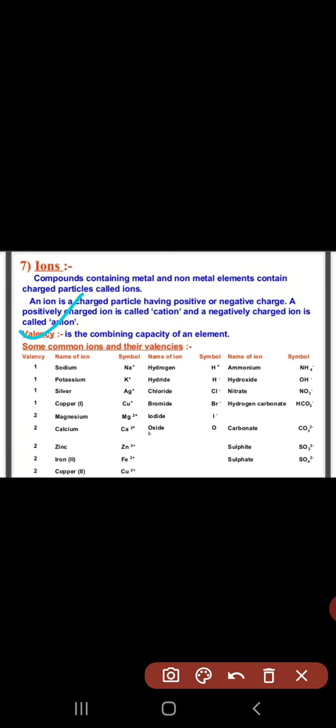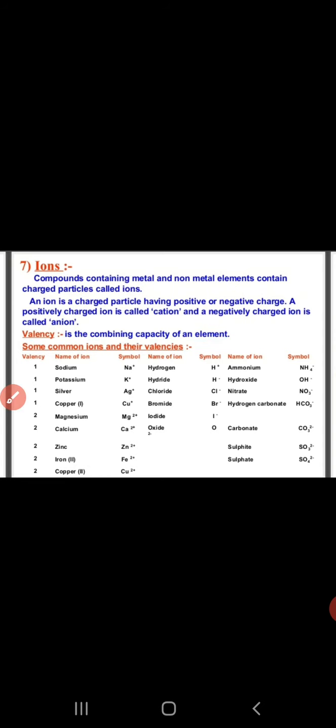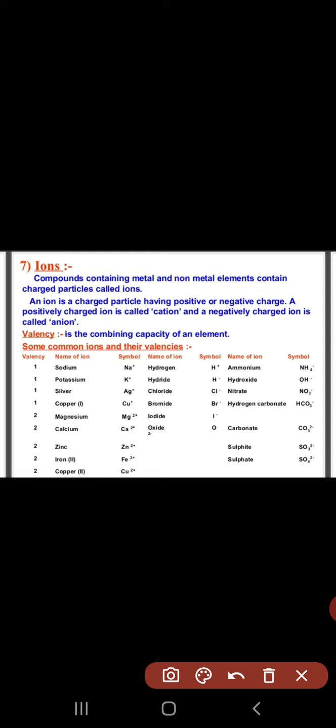Now, what is valency? Valency is the combining capacity of an element. Here is a list of some ions and their valency, with the name of each ion and its symbol.